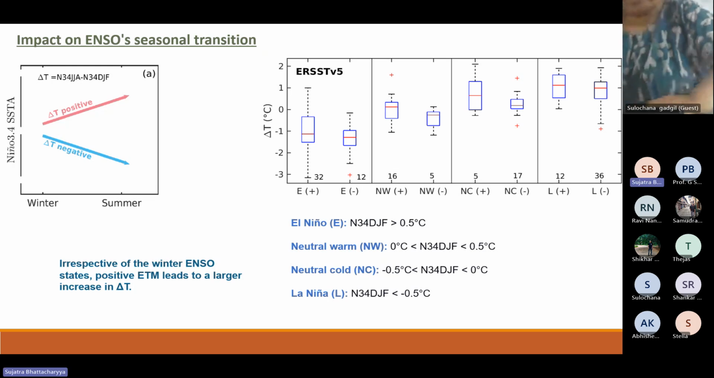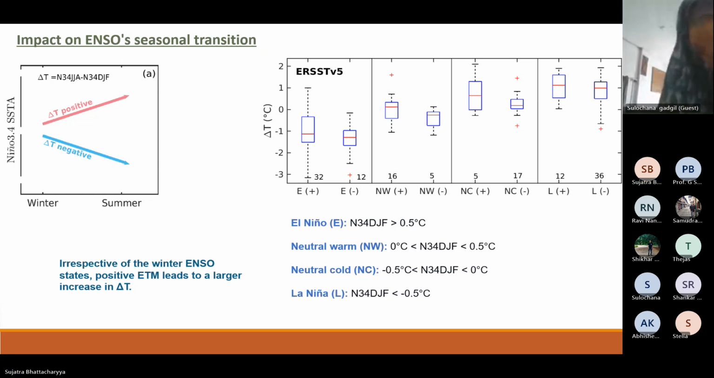anomalous easterlies, ETM-related easterlies. Now we see that when we have ETM-related westerlies, we have a larger increase in delta T compared to those winter El Niños when we have negative ETM. And that is true for all the cases. In all cases, the positive ETM will lead to a larger increase in delta T, irrespective of the winter ENSO state. So irrespective of the winter ENSO states, positive ETM leads to a larger increase in delta T.